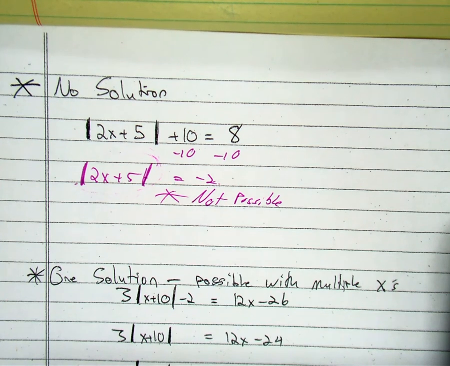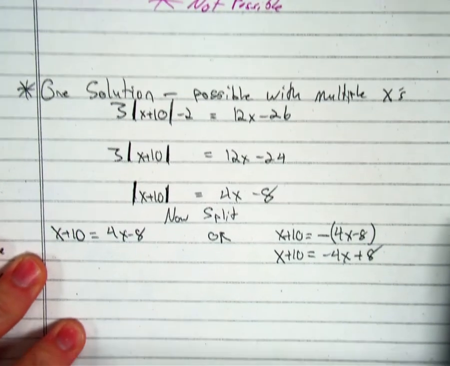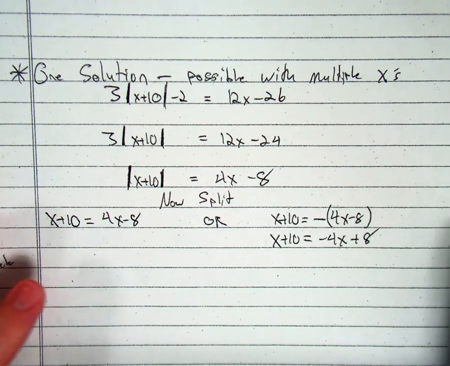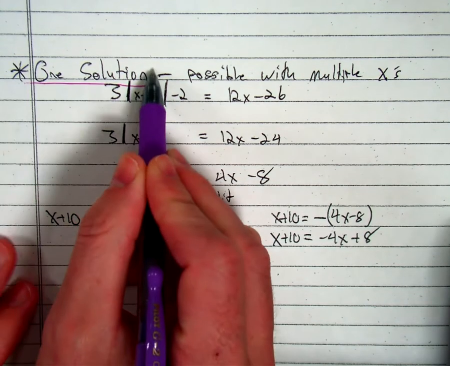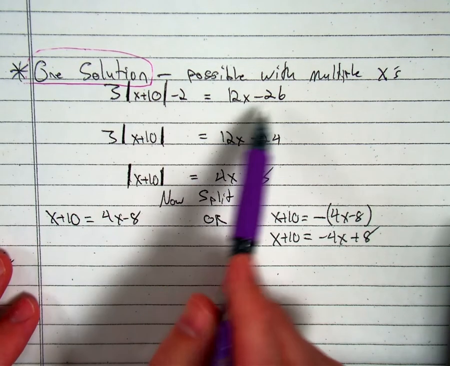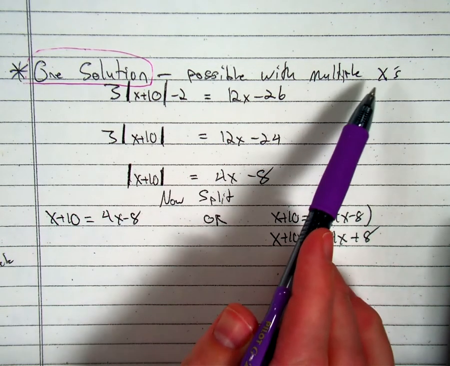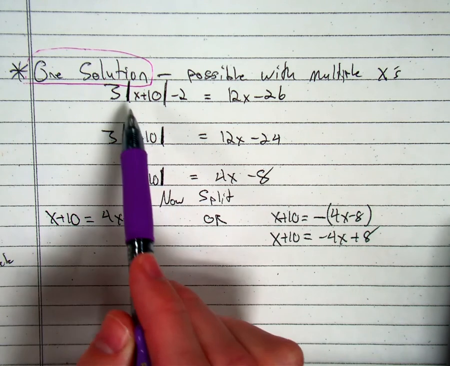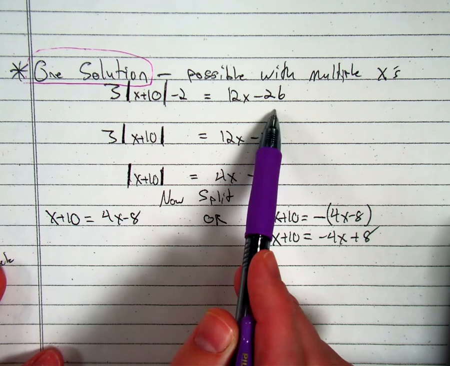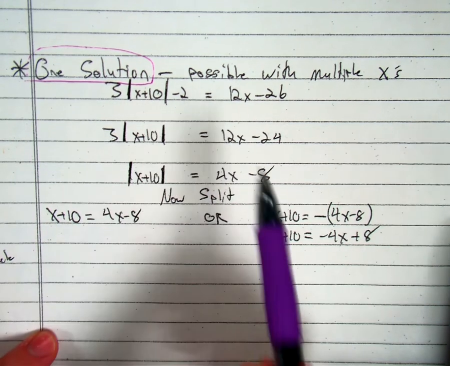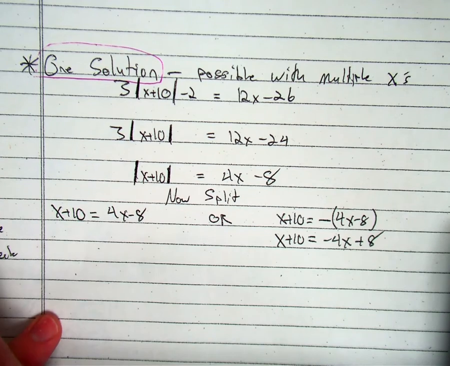Okay, last one: one solution. This is another tricky one. It's possible to get one solution when you have multiple x's, when you have an x on the inside of the absolute value and also on the outside at the same time. That's when it can kind of complicate things.